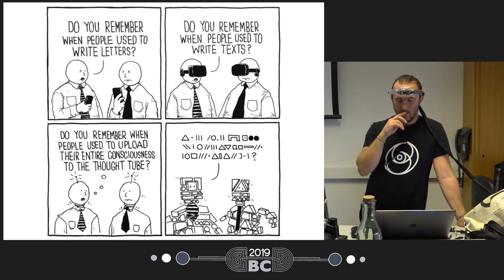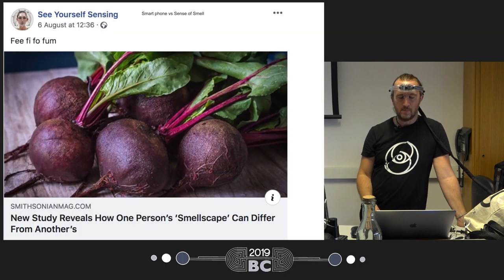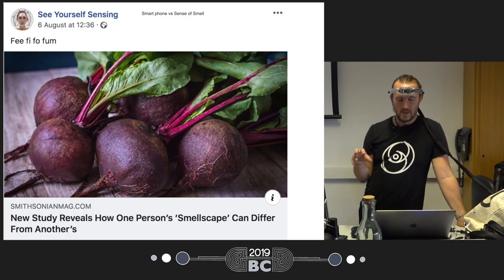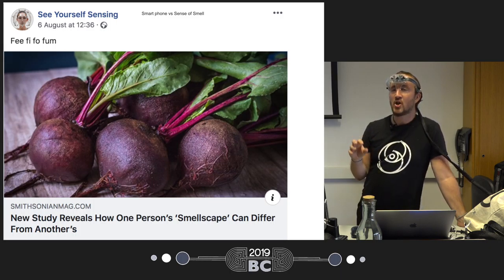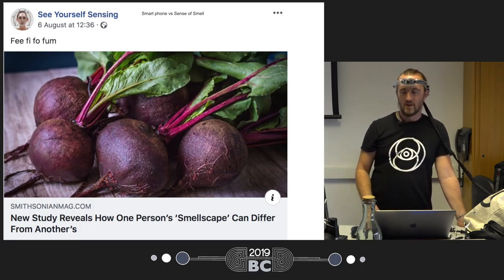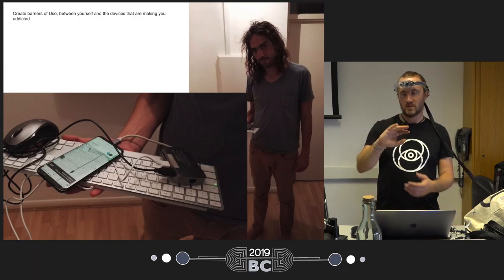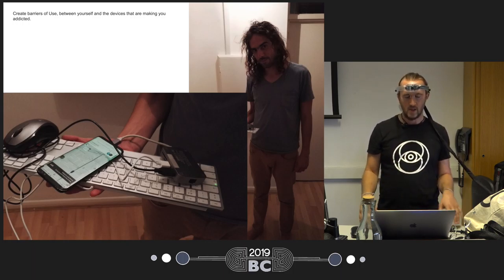We all know that we've been zombified with the smartphone. In a recent survey, students were given the option of keeping their smartphone or keeping their sense of smell. And they actually chose to keep their smartphones in a great majority. So what the hell?